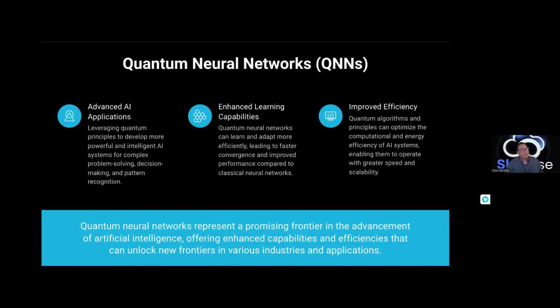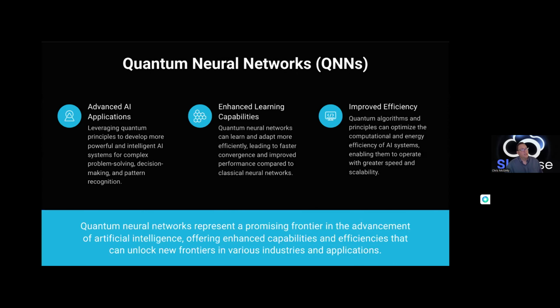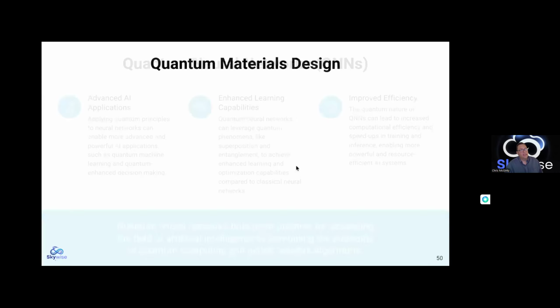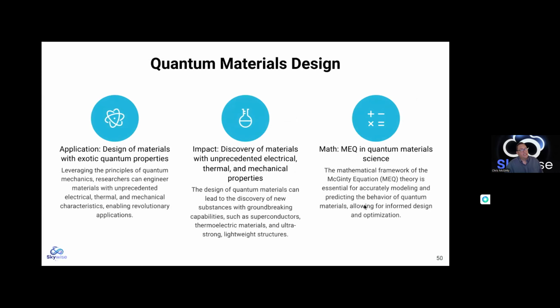Quantum neural networks, that's another thing. We're familiar with neural networks. We now can apply the quantum algorithms and principles to these neural networks, which makes improved efficiency, enhanced learning, that as well. Quantum materials, I talked about this a little bit, designing materials that have different thermal properties, electrical properties, mechanical properties. All of those things can be done with this tool.